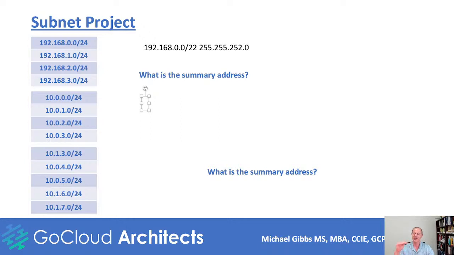Okay, 10.0.0.0/24, 10.0.1.0/24. How do we summarize them? And are they really any different than the 192.168.0 and .1?